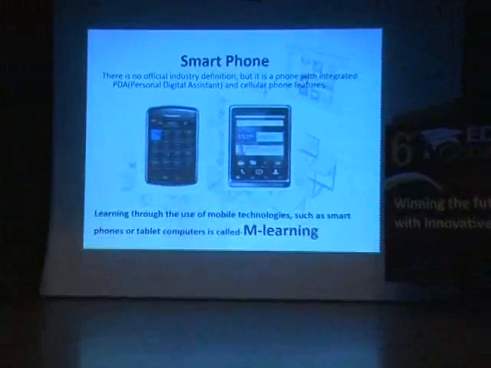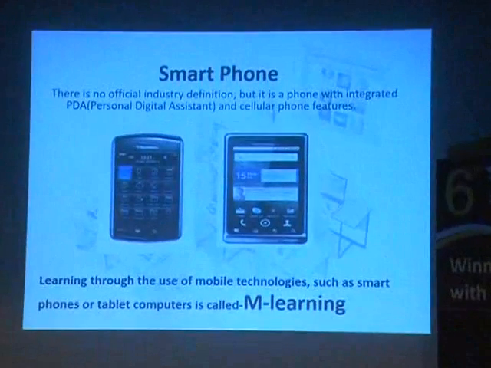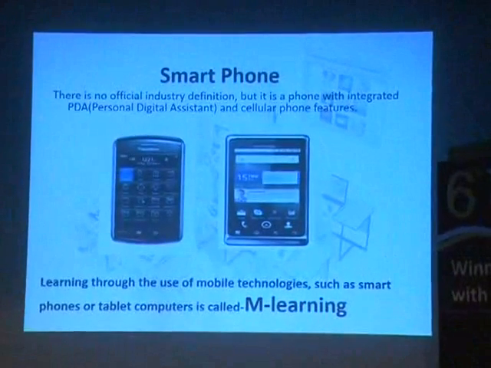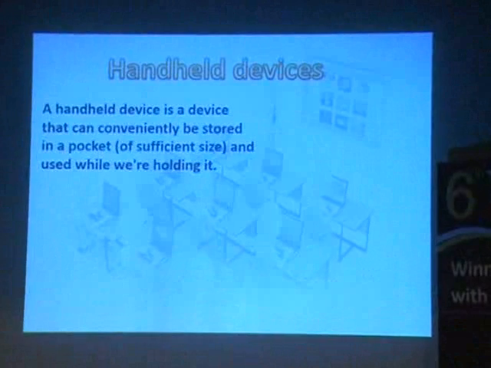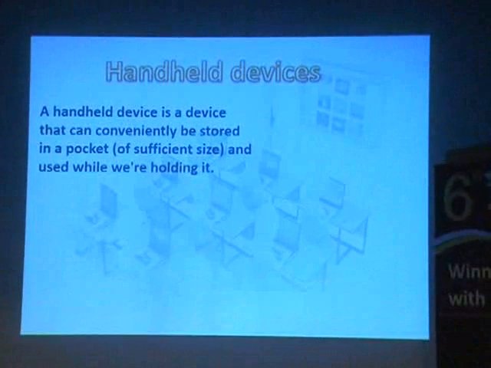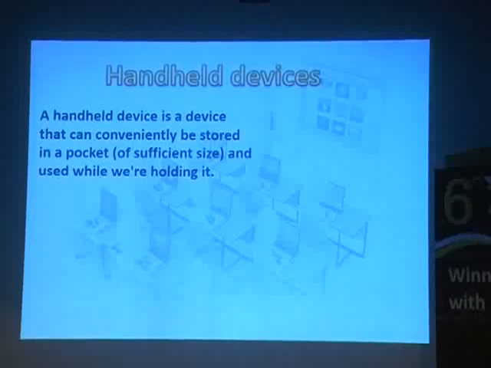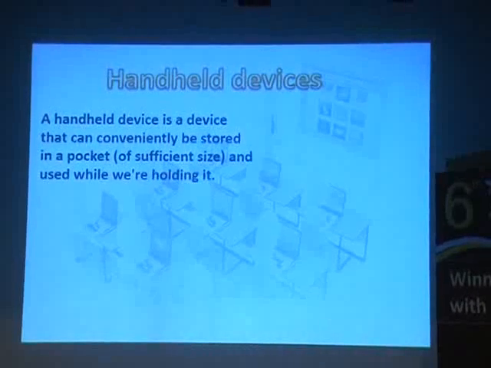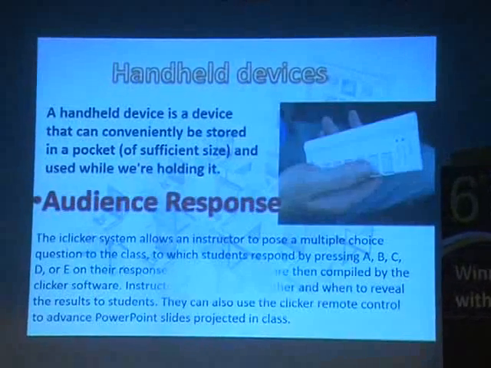Next is the smartphone. There is no official industry definition, but it is a phone with integrated personal digital assistant and cellular phone features. Learning through the use of mobile technologies such as smartphones or tablet computers is called M-learning. Now the handheld devices. A handheld device is a device that can be conveniently stored in a pocket, of sufficient size, and used while we are holding it.